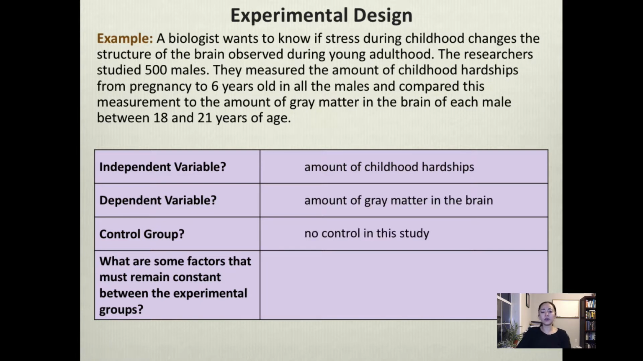Well, in this case, there really is no control in this study. Instead, they're just surveying the natural population. What are some factors that must remain constant between the experimental groups? Some things that must remain constant, or at least must be controlled for or considered during the statistical analyses, include the diet of the individuals, their socioeconomic status, their health, and so forth. Because these are all things that actually could affect the structure of their brain.